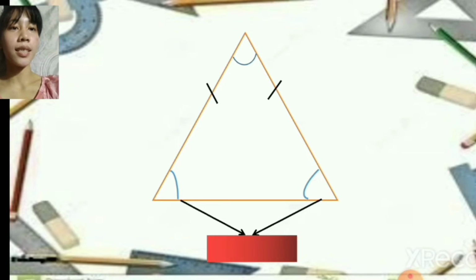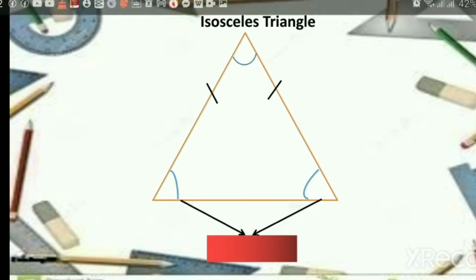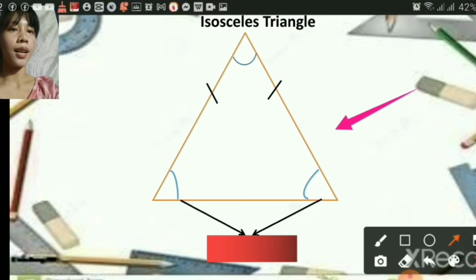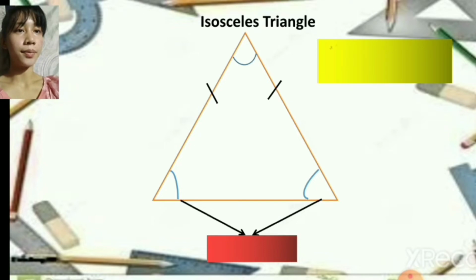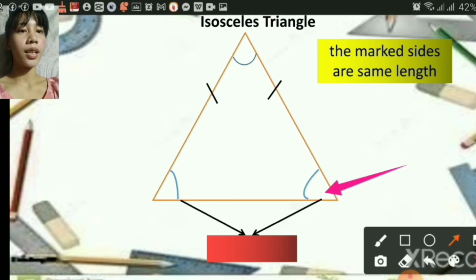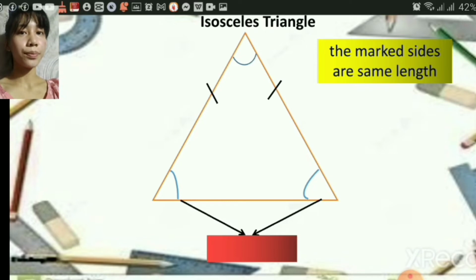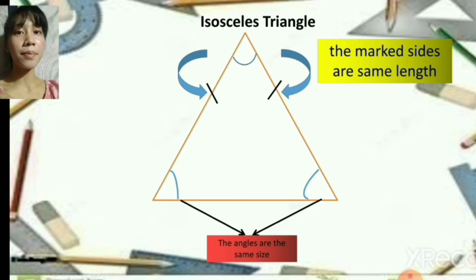So, this is an example of an isosceles triangle. Because in this side is congruent. This side is congruent. The marked sides here are the same length. And then in this angle here, the angles of the isosceles triangle are the same size.